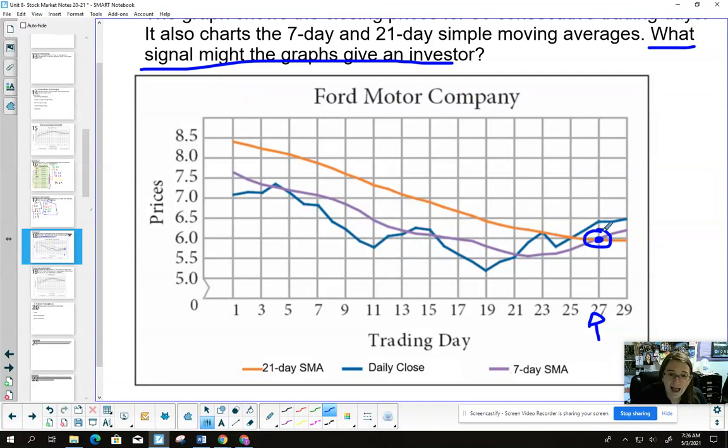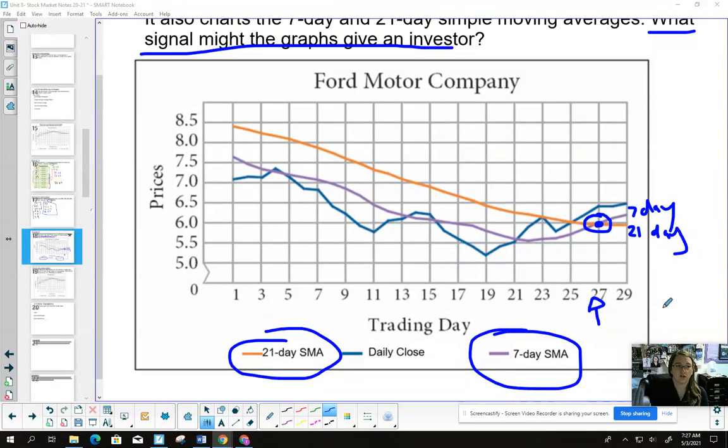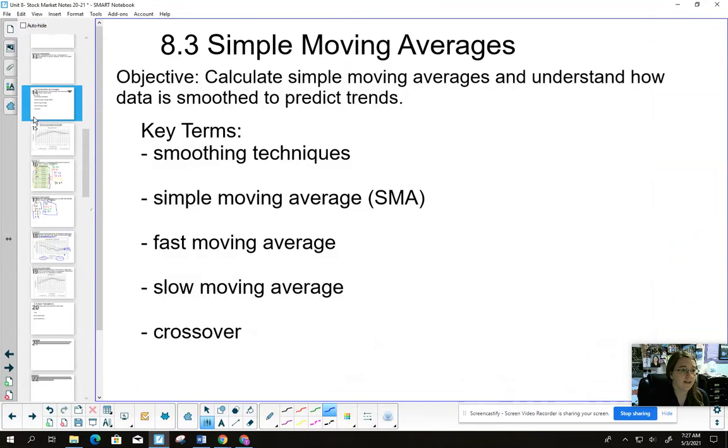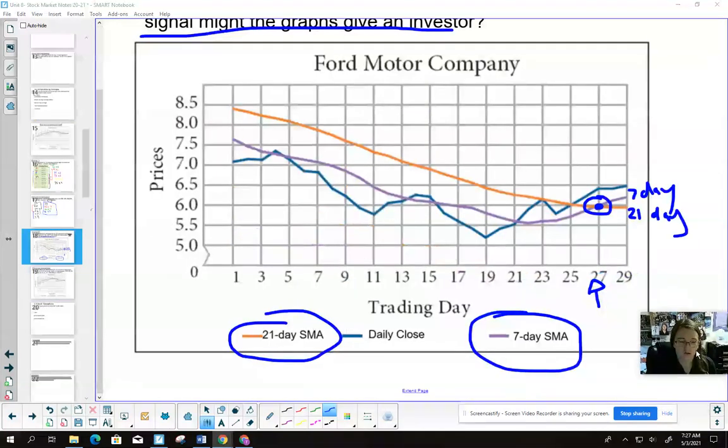And here's how. After the crossover, you need to see which ends up on top. This is the 7-day right here, right? That's again the purple. And the 21-day ends up on bottom. That's the orange. What you need to determine is which is considered the slow and which is considered the fast. Again, we talked about this in the key term, just making sure it was there.